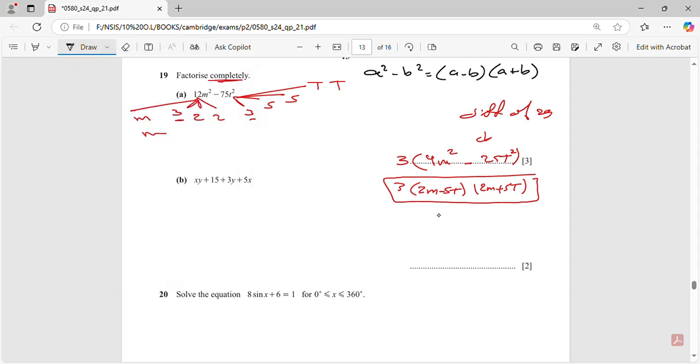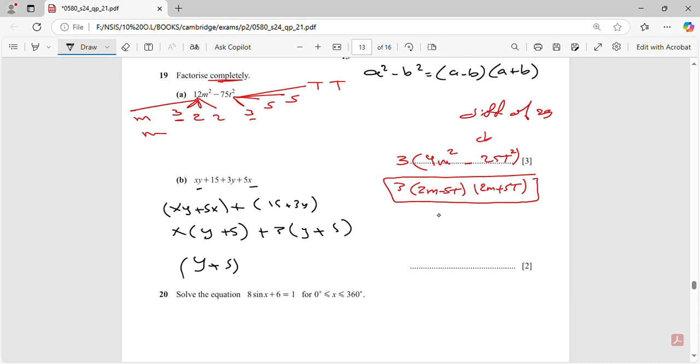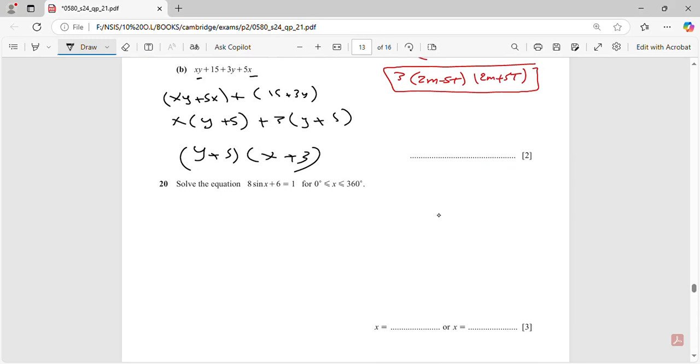Now for here, he said to factorize. How can I factorize this example? I will look at the similar terms. So I will take the x's together. It will be xy plus 5x together, plus 15 plus 3y together. I will take x as a common factor, it will remain y plus 5. I will take 3 as a common factor, it will be y plus 5. I will take y plus 5 as a common factor, it will be x plus 3. That's all.